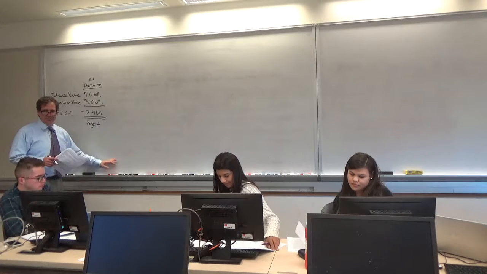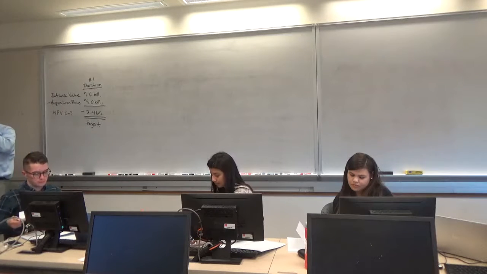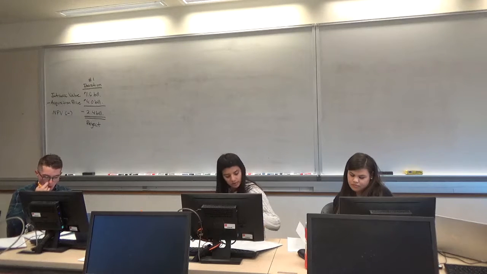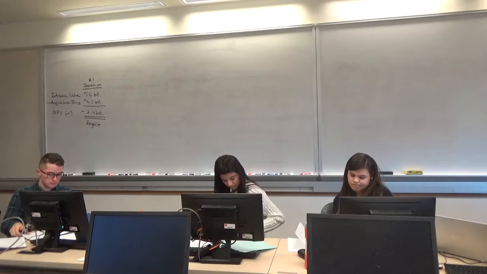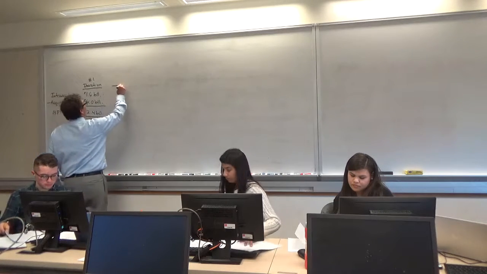So what do we do next? Because I don't feel comfortable going back to my client and saying we reject the project because we have such a large negative net present value. So what would be our second iteration that we could do?